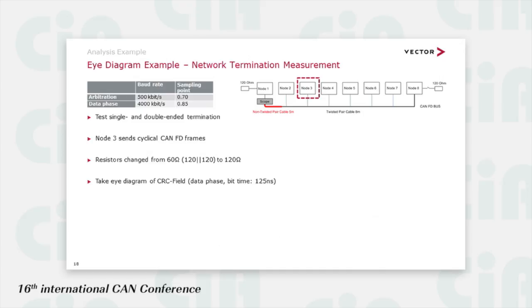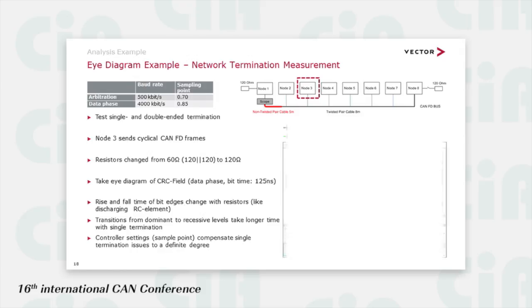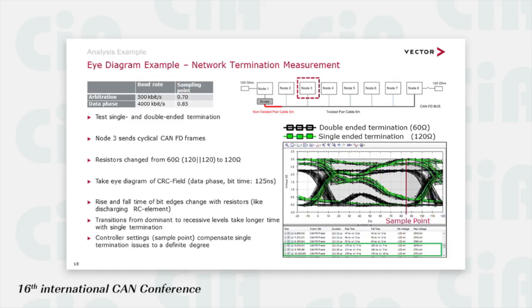The eye diagram is depicted of the data phase, especially of the CRC field. And now let's read from the eye diagram what happened. First of all, you see some physical effects like ringing caused by changing the termination during measurement. But what is most important is that it takes much longer until the edges cross the recessive level where the controller can detect if the bit is recessive than in double termination.